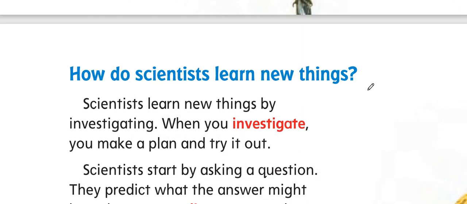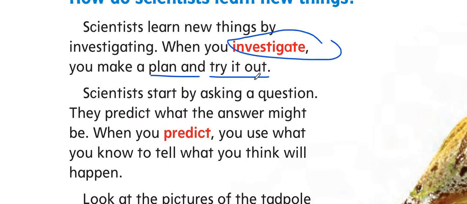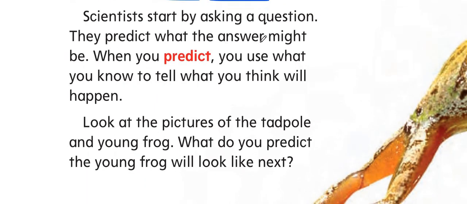Okay, so how do scientists learn new things? Scientists learn new things by investigating. When you investigate, you make a plan and try it out. Scientists start by asking questions. They predict what the answer might be. When you predict, you use what you know to tell what you think will happen. For example, when I see the sky is very cloudy, I predict that it's going to rain. So predict means use what you know to tell what will happen.